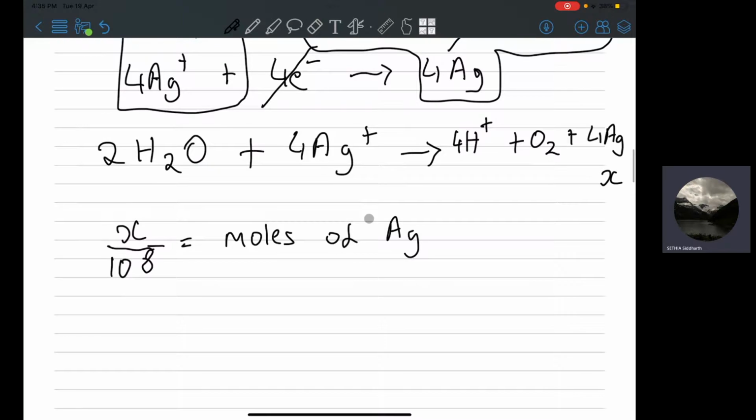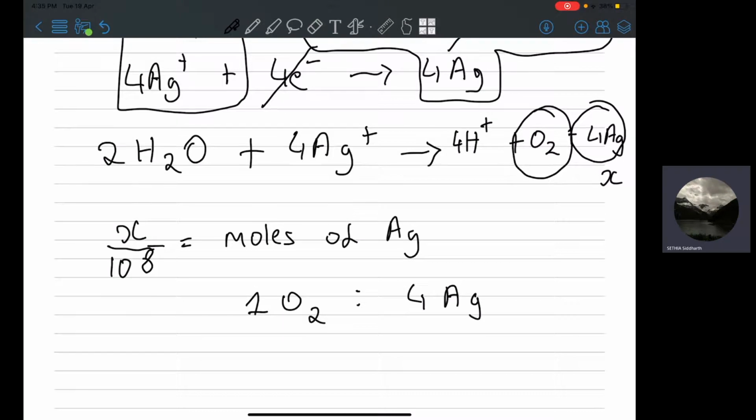It's stoichiometry. The ratio of the number of moles of silver formed to the number of moles of oxygen is, for every 1 mole of O2, you get 4 moles of silver, right? That is the ratio. It's 1 to 4. So if you have X divided by 108 moles of silver, your number of moles of oxygen is going to be X divided by 108 times 1 over 4, right?